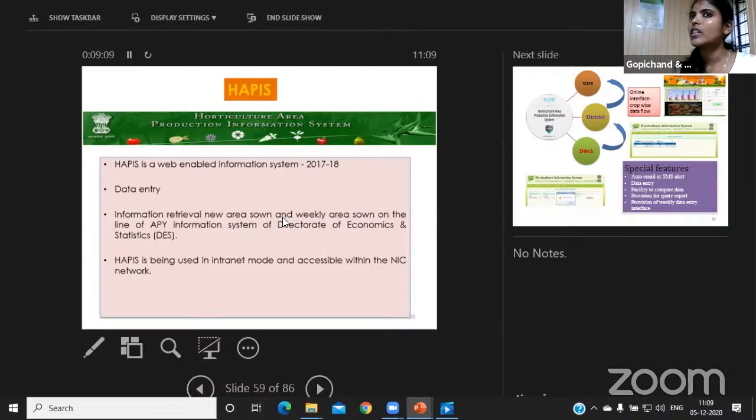There, they provide the opportunity for block level officers, district level officers, and state level and central level officers to do data entry of their region on the website. It also allows information retrieval based on the weekly new area, area production, and yield information. This will be monitored by the central government. Data will be sent to the Directorate of Economics and Statistics.